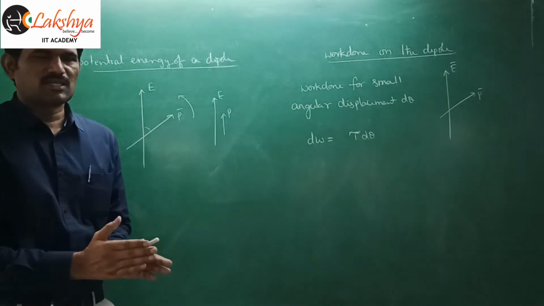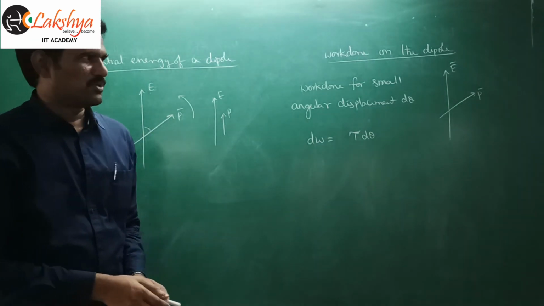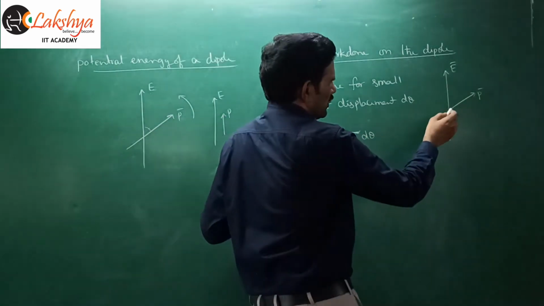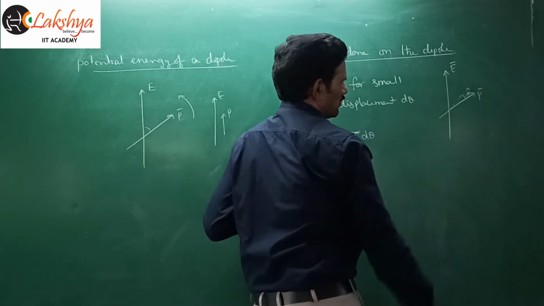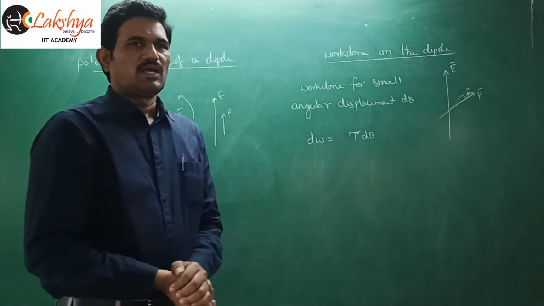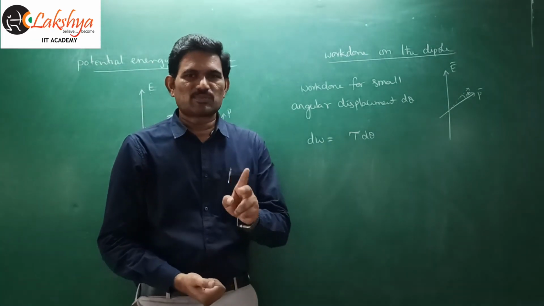We are displacing the dipole slowly through an angle d theta. That means, for example, here we are displacing it through the small angle d theta. This angle d theta, suppose we have defined. Then here you can observe that two types of work done will be there.